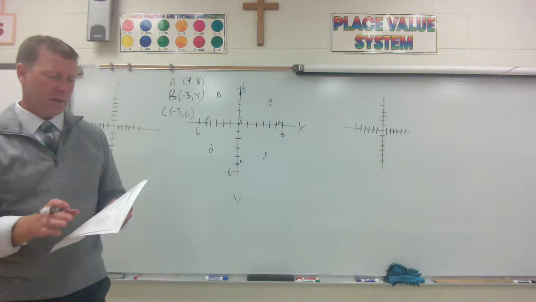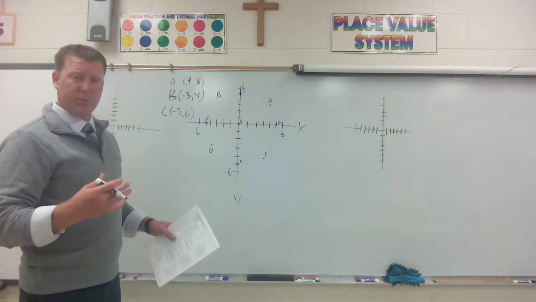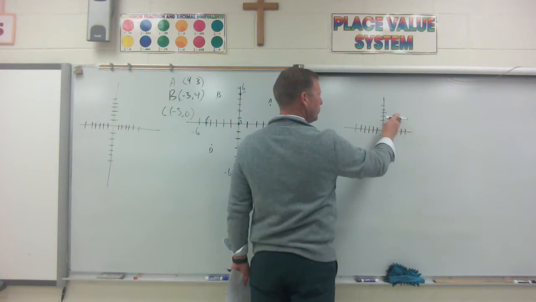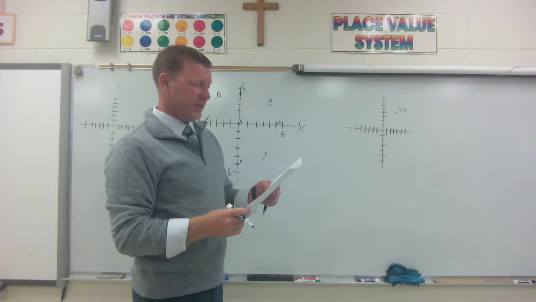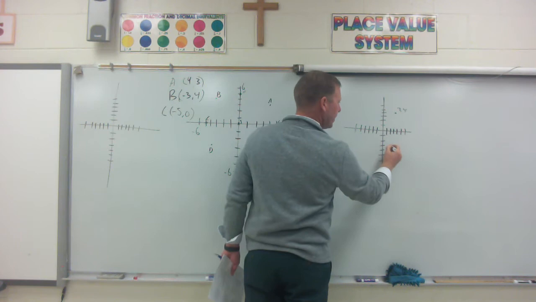Example 2, it says graph the following points on a coordinate plane. I'm going to graph (3, 4). So I'm going to move over here, guys. I'm going to count over 3, 1, 2, 3, up 4, 1, 2, 3, 4. And I'm going to put a dot. This is at (3, 4). Next one says please graph (2, -3). Go over 2, negative 3, go down 3. Put a dot. This is at (2, -3).